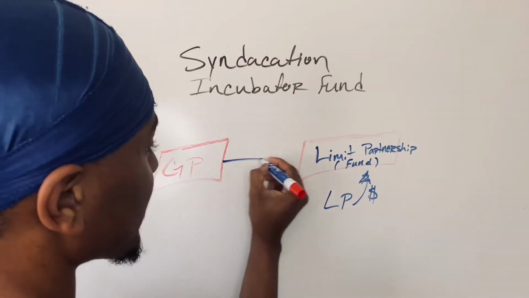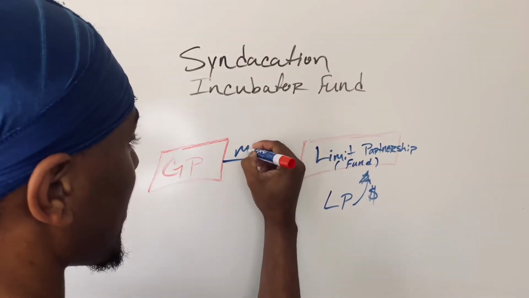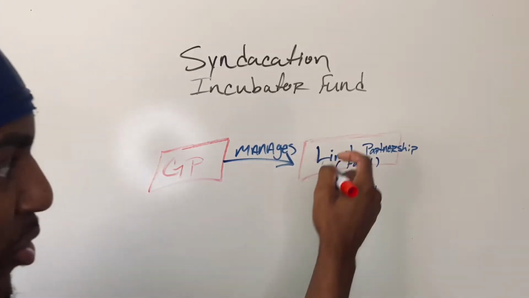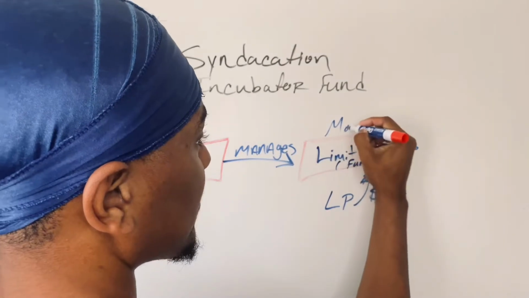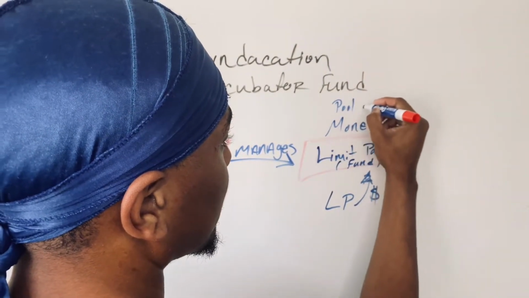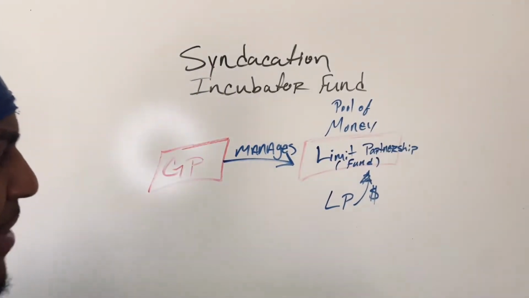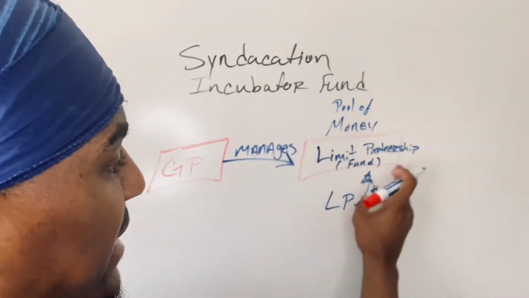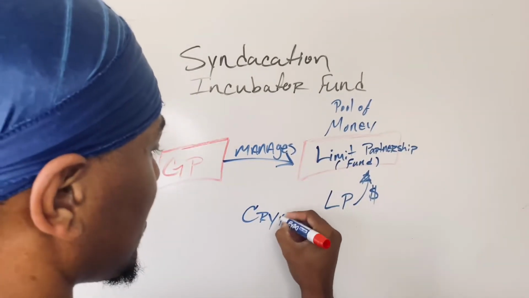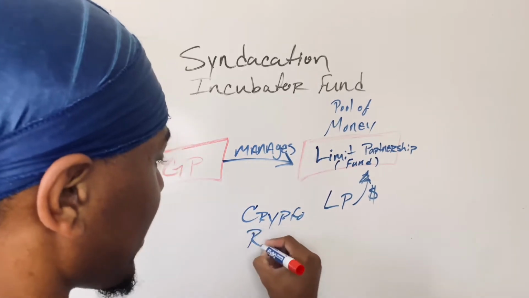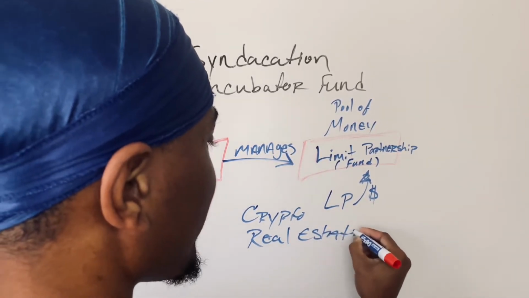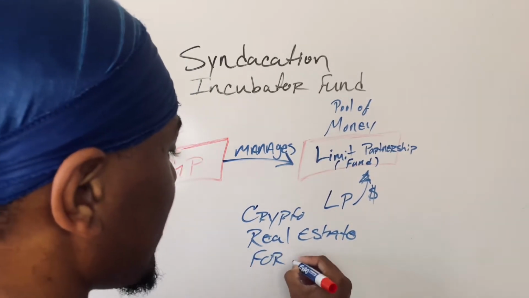Right? Because what happens is that this general partner manages this pool of money. This is really all it is, just a pool of money. And they manage that. And they take this pool of money and they can invest it into crypto. They can do real estate with it. They can do Forex with it. You pretty much can do anything with it.